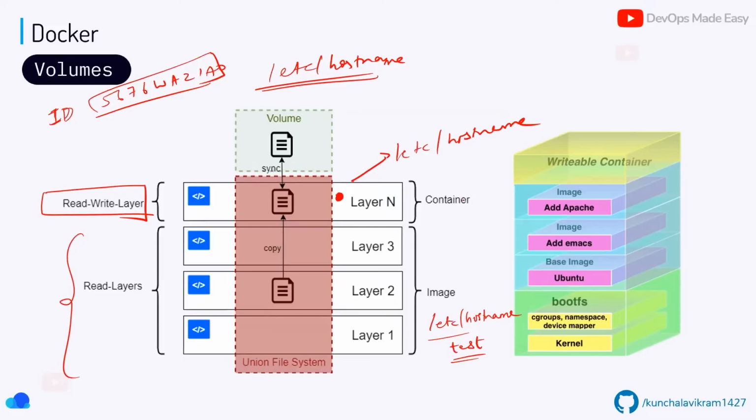Now, if I have to take a backup of a container, which layer should I take as a backup? I should take the complete read write layer, right? Correct? Got it, guys?